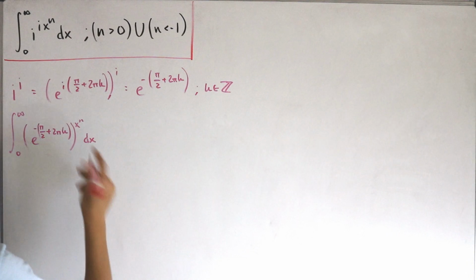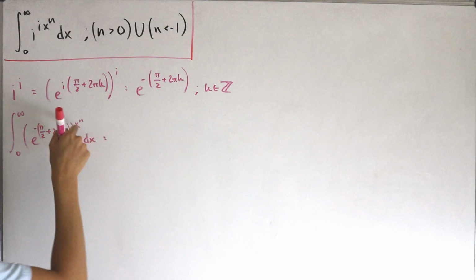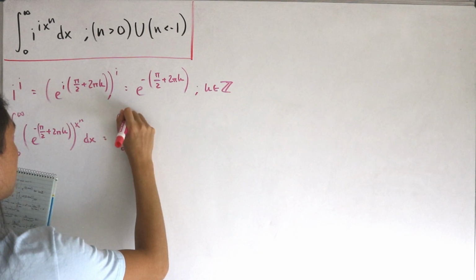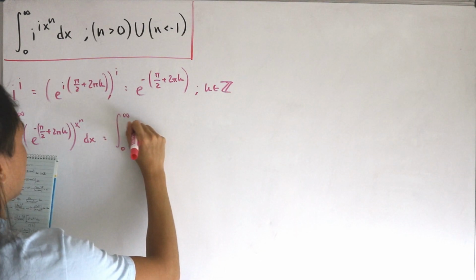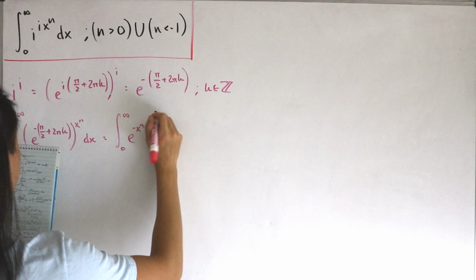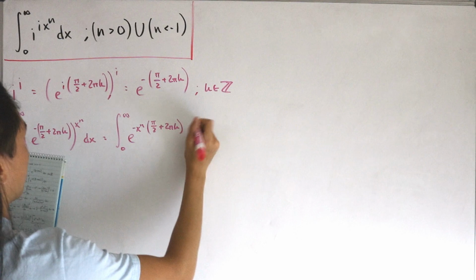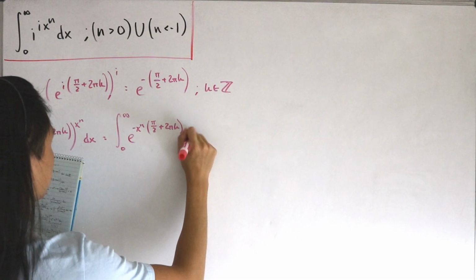If you apply the same thing again, just move the x to the power n back into here, distributing to that exponent. Now we have the integral from 0 to infinity of e to the power negative x to the power n, multiplied by pi divided by 2 plus 2 pi k, and then close that off with dx.